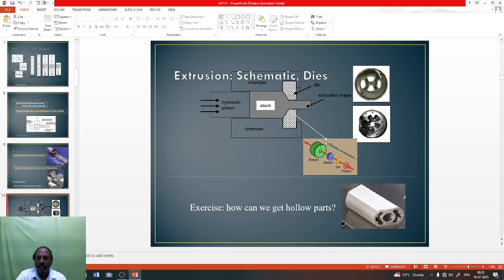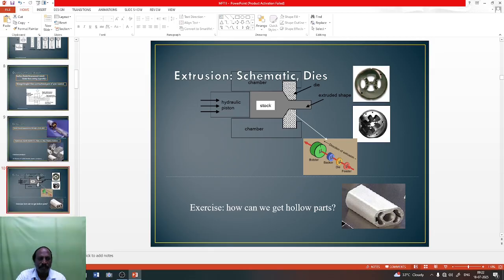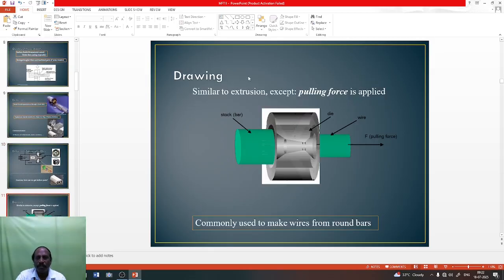Okay, so direction of extrusion. The direction of extrusion is very important, and the die, feeder, backbone, and this is where you will get the dimensions. So this is the schematic view of the dimensions. And drawing is similar to extrusion, except pulling force is applied.